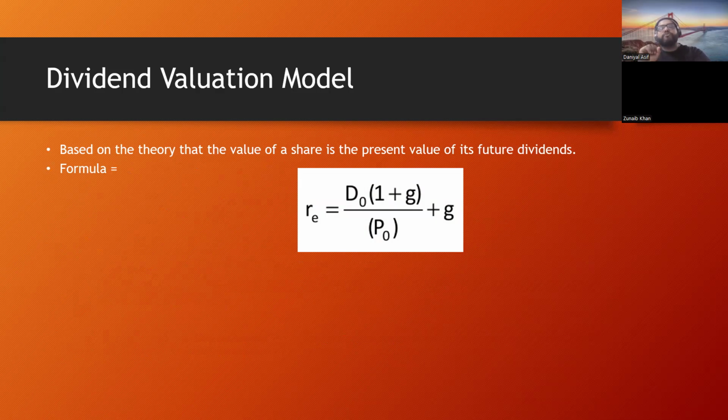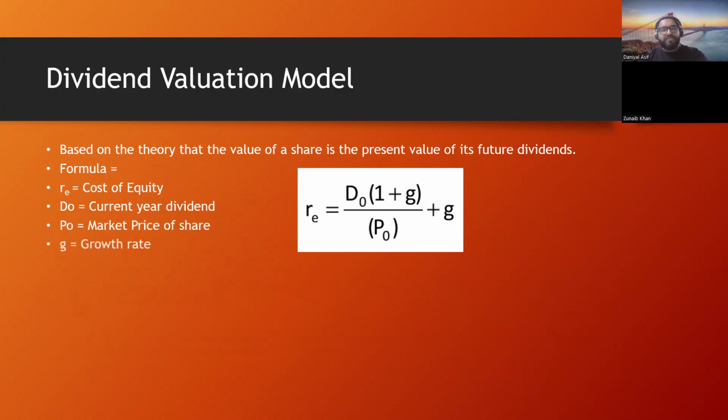What this formula shows you is that your next year dividend divided by your current market price plus the growth rate is the rate of the cost that you will incur if you finance your company using ordinary shares. In this, RE is the cost of equity, D naught is the current year dividend, P naught is your current market price of the share, G is the growth rate, and D naught multiplied by 1 plus G can be replaced by D1, that is also known as the next year dividend.